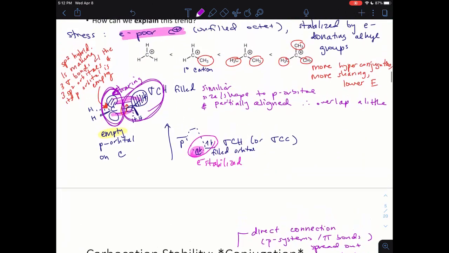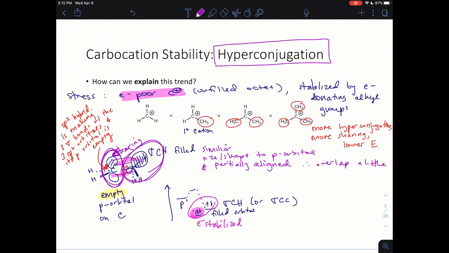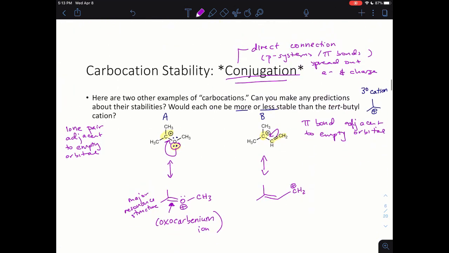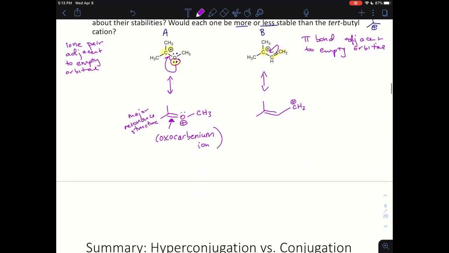And that was not the case here. There were no pi bonds. We did not draw any pi bonds, right? We just had some kind of sharing when this orbital is aligned, which of course it only is sometimes because there's free rotation around the single bond. So it was a little bit of connection, a little bit of sharing. I know it feels weird. Hyper here means little connection, a little bit of sharing. Whereas conjugation is full direct connection. You have pi electrons spread out, full sharing of electrons and charge.